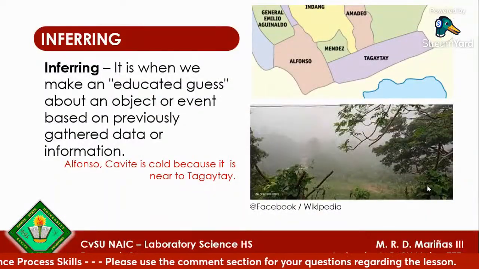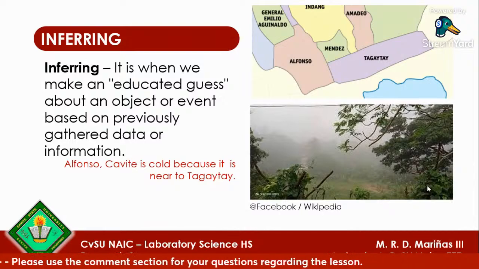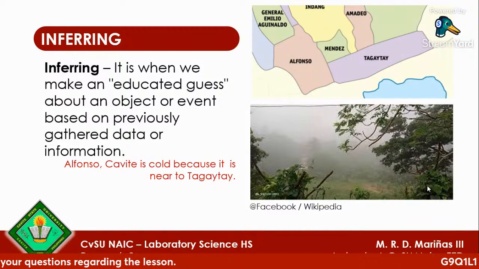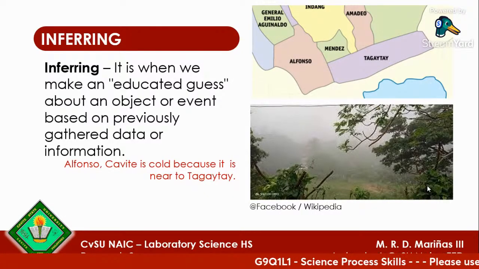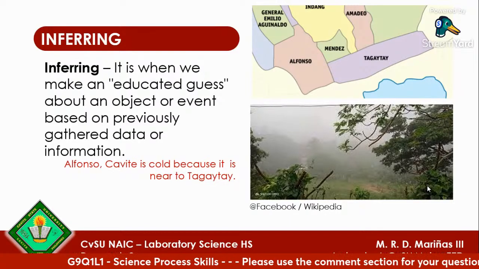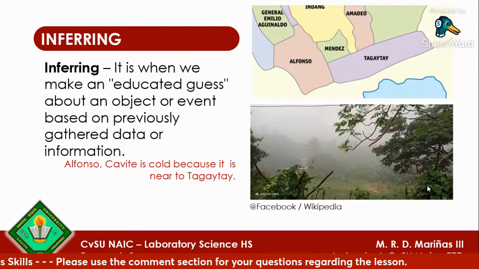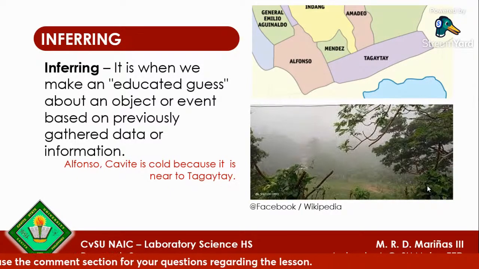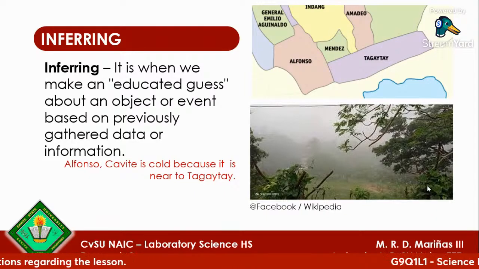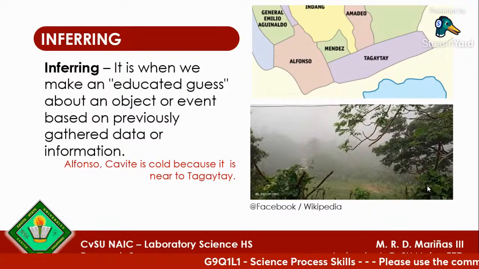For example, inferring again, it is when we make an educated guess about an object or event based on previously gathered data or information. For example, I have shown you a map of Cavite and you found out na magkatabi yung Alfonso Cavite at saka Tagaytay. And based from your experience, based from your observation before, na malamig ang Tagaytay. Nakita mo sa mapa na yung Alfonso ay katabi ng Tagaytay. So, pag nag-infer ka, you make an educated guess, sasabihin mo na siguro yung Alfonso Cavite ay malamig dahil malapit ito sa Tagaytay.